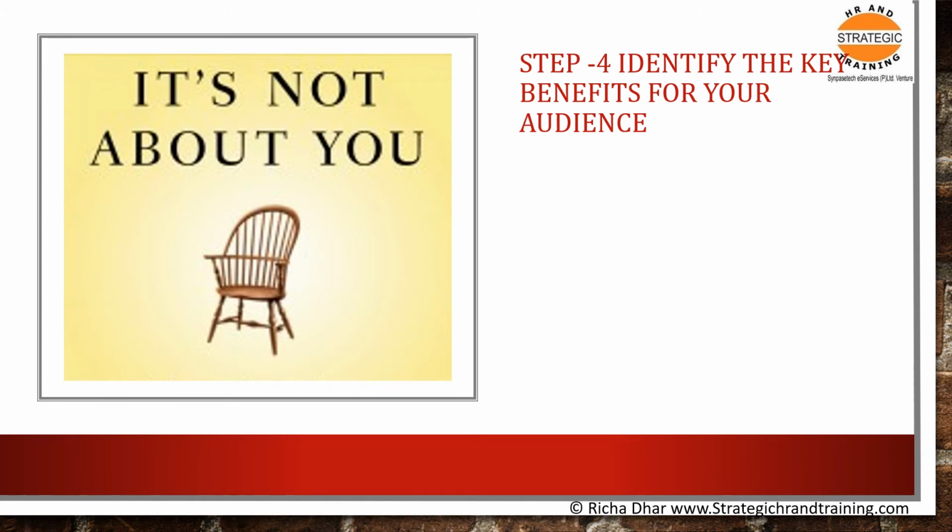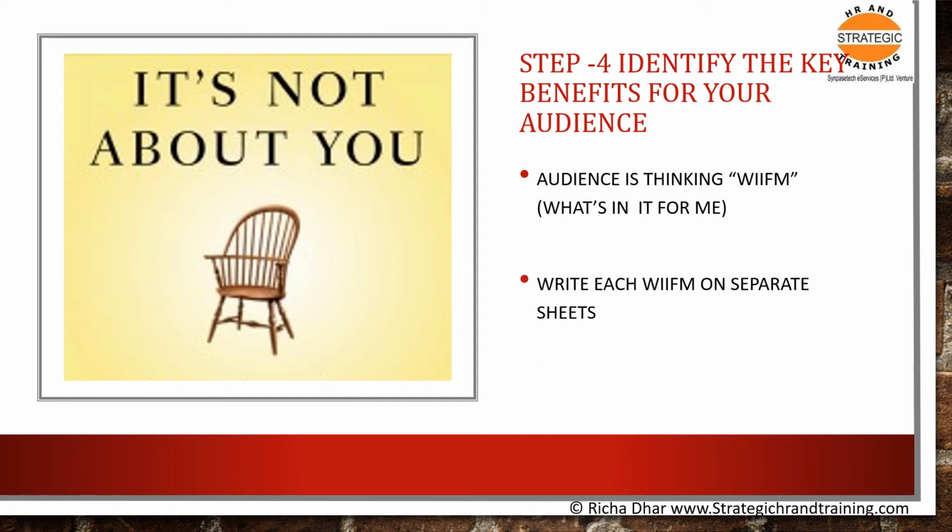The fourth component is identifying the key benefits for your audience. So once you have all your ideas there, among all these ideas, you need to understand what the key benefits are that your audience will be interested in. Remember, it's not about you, it's about them. So your audience is thinking, what's in it for me? WIIFM. And you have to think, what's in it for them? So write each one of what's in it for me on a separate sheet, and then further subdivide into the information that you will add into that particular idea to help people understand and receive that benefit.